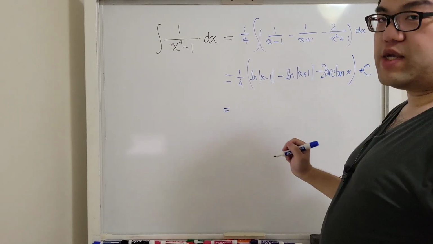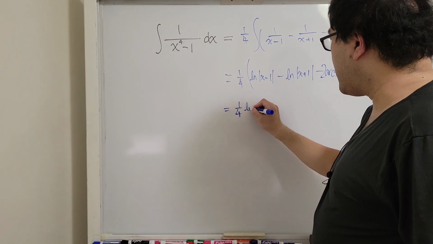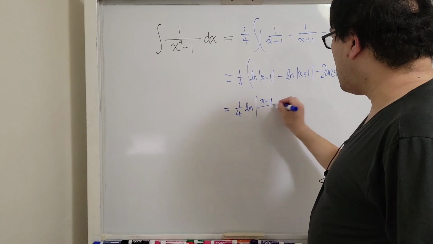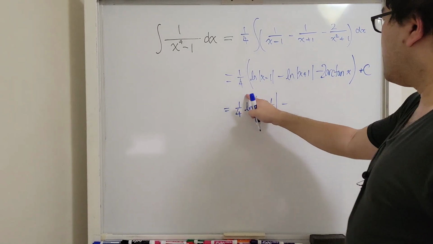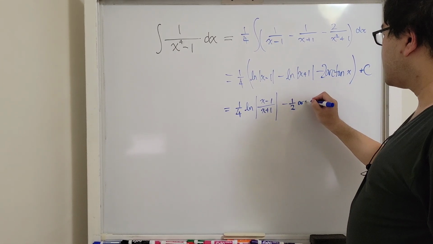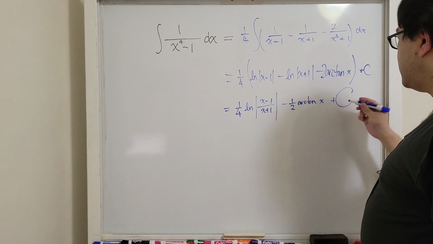And we can try to combine the like terms to get 1 over 4 ln of x minus 1 over x plus 1, plus 1 over 4 times 2, which gives us 1/2 of arctangent of x, plus the constant c.